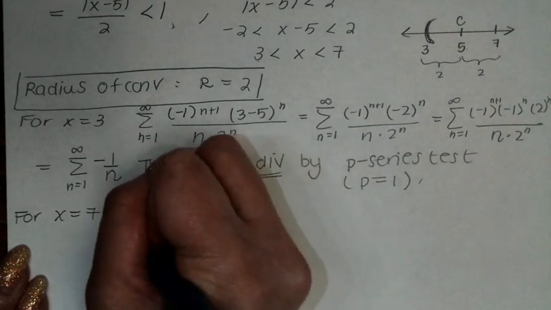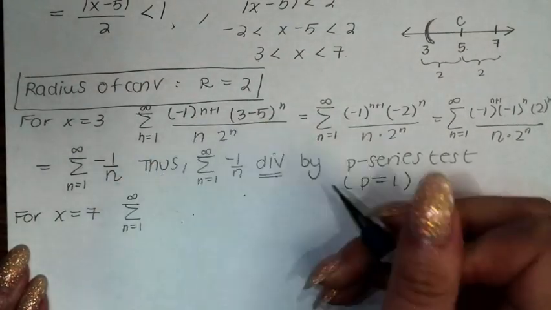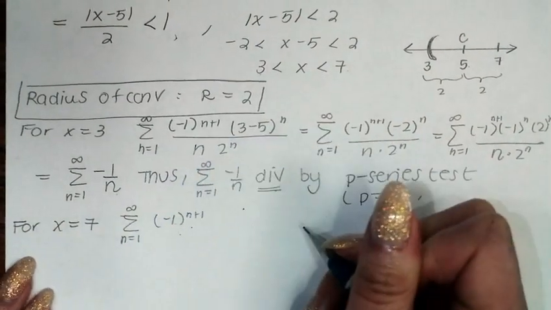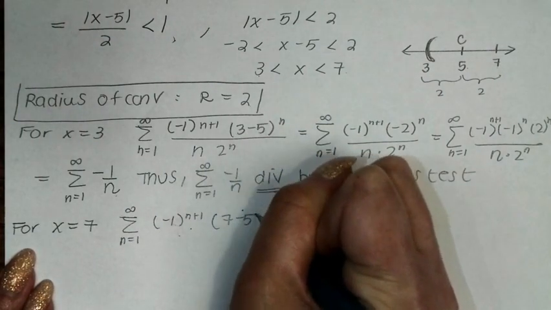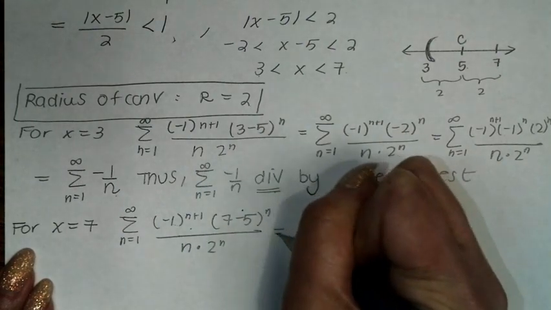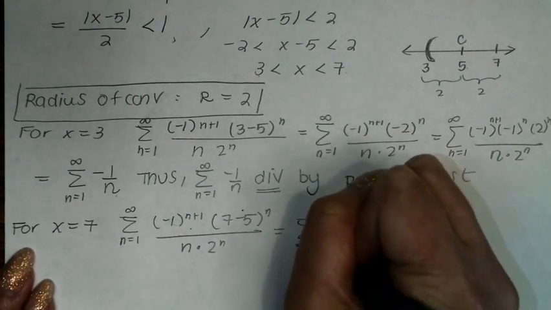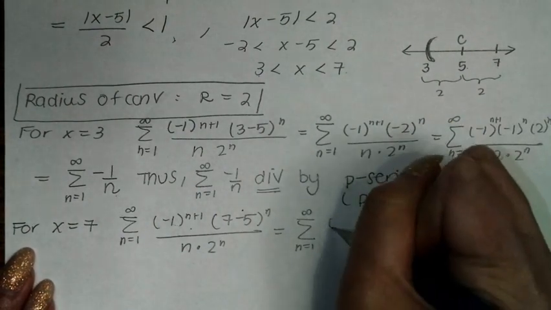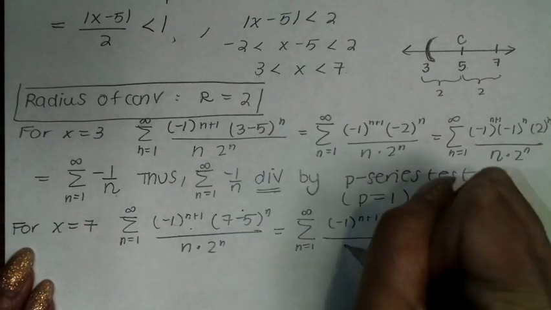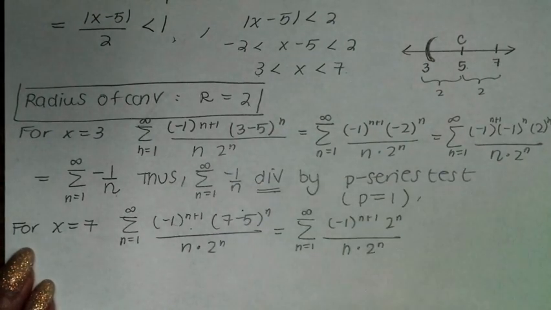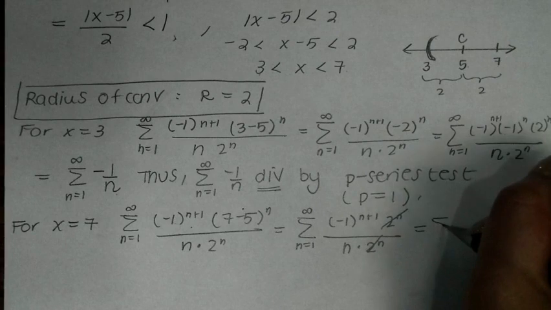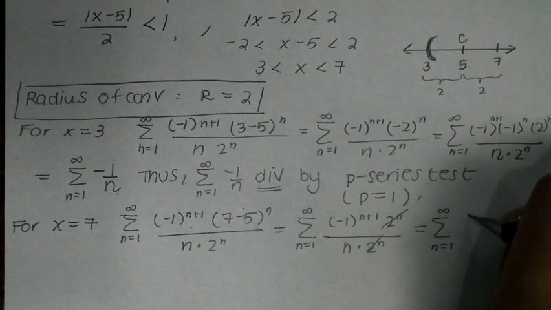So for 7, you have the summation from n equals 1 to infinity of negative 1 to the power of n plus 1, times (7 minus 5) to the power of n, divided by n times 2 to the power of n. So what you have here is the summation from n equals 1 to infinity of negative 1 to the power of n plus 1, 2 to the power of n, divided by n times 2 to the power of n. As you can see, very user-friendly, you can eliminate that 2 to the power of n, leaving something very beautiful.